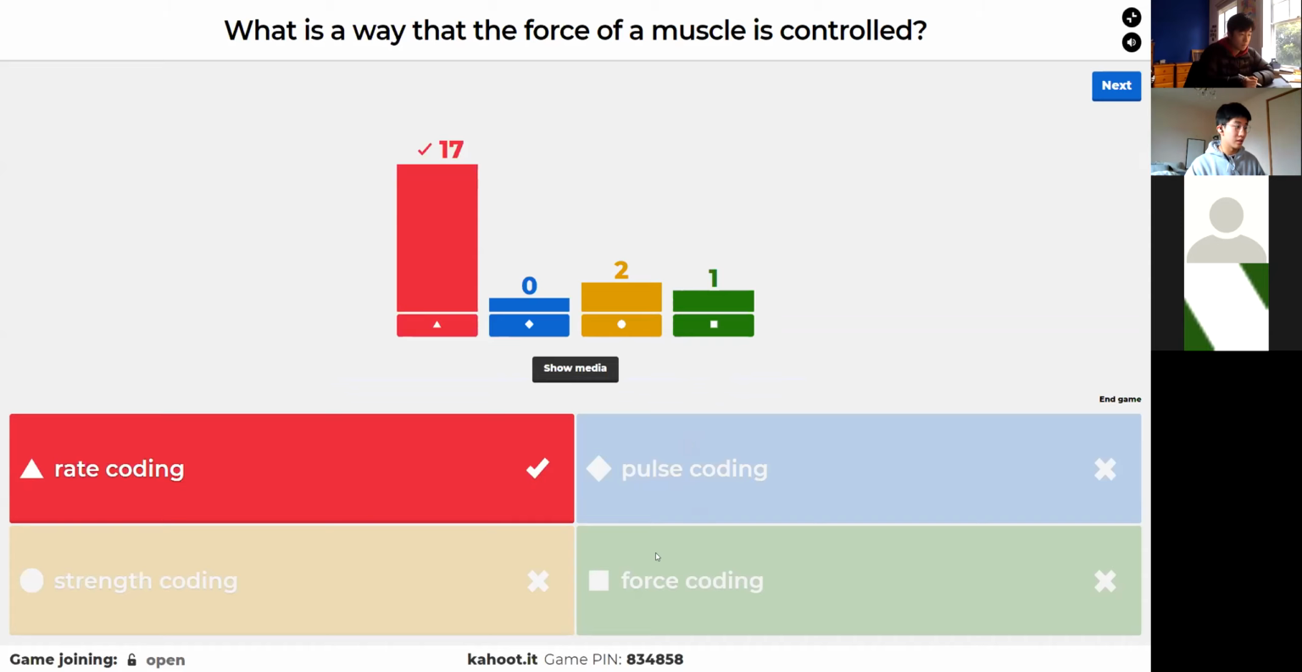The other ones just don't exist, despite strength coding sounding pretty enticing, as well as force coding. The other way, other than rate coding, is if you get multiple neurons going to the same muscle and all of them send an action potential through, that'll also increase the force of the muscle.